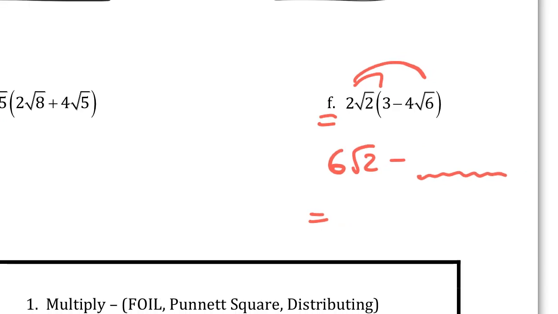All right, let's take a look at F. I'm going to have you try it, but I gave you a little hint to start. 2 root 2 times 3, we'd get 6 root 2, because I do the outsides, the 2 and the 3. So then I'm going to have minus. You finish this off.